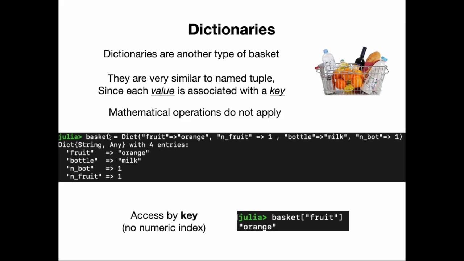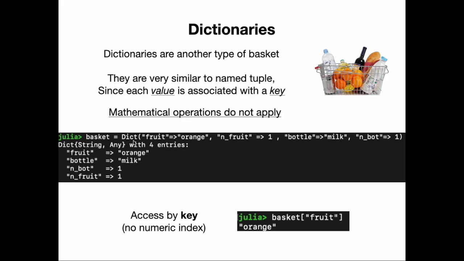So let's construct a dictionary in Julia. We can use the same variable name. basket is equal to Dict. Dict is actually a function. So we have a round bracket here, another round bracket there, and each of the keys are now strings. So "fruit" => "orange". This will attribute the value orange to the field fruit as a string, and "n_fruit" => 1. And the same can be done for the bottle and for n_bot. And that is what will be returned here.